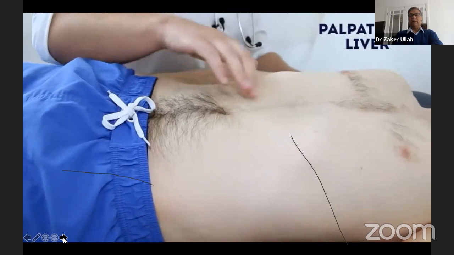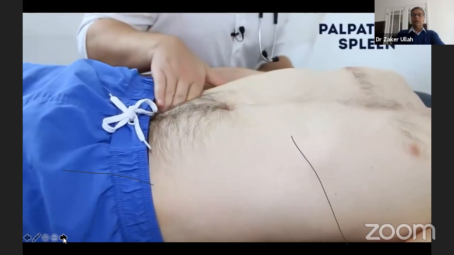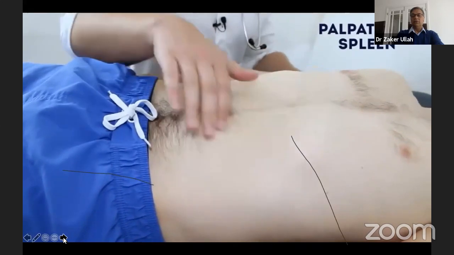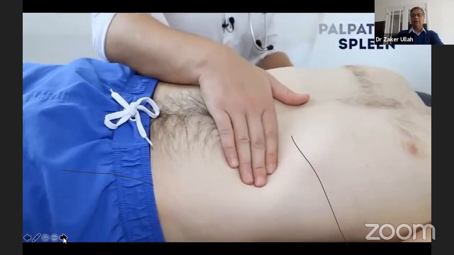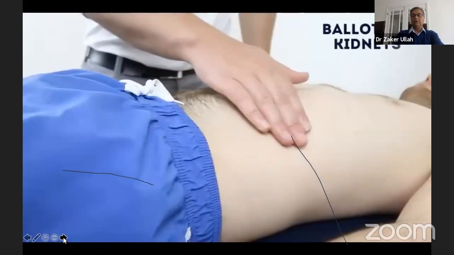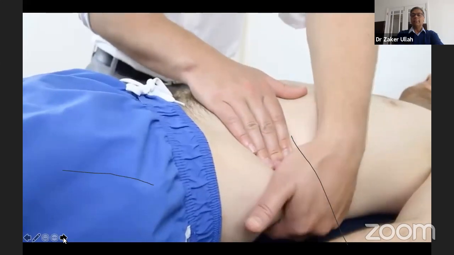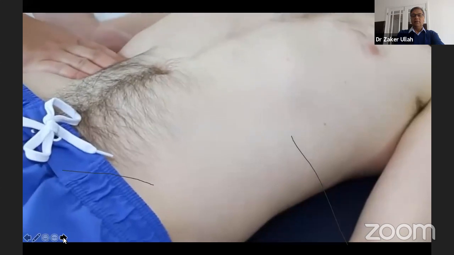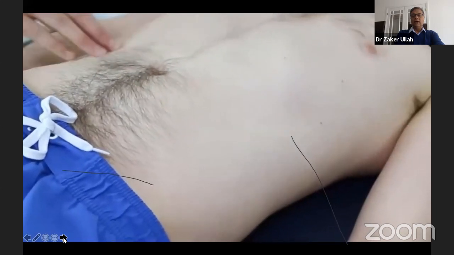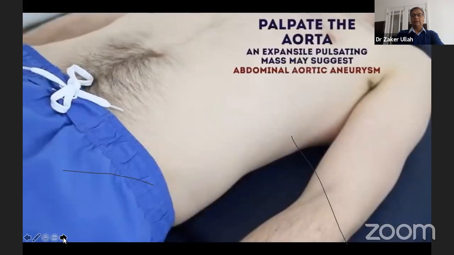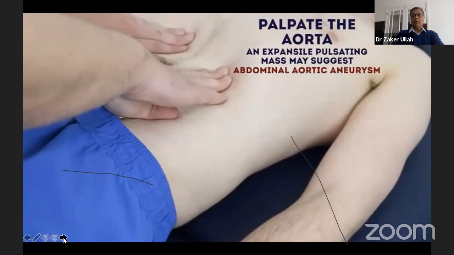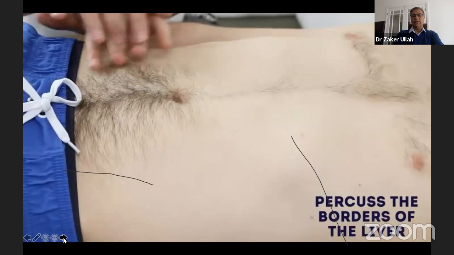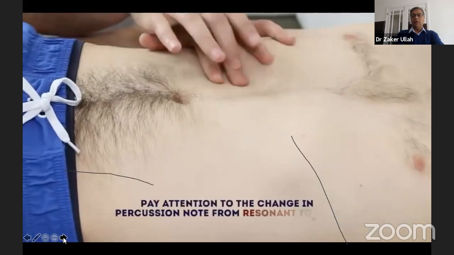Murphy's sign, when we examine Murphy's sign, there's another way. This is a liver examination. This is the splenic examination, which we call the insinuation test. That's very important, especially for somebody with a splenomegaly. Then this is ballottement of the kidneys from right and left side. And then the groin area you have to examine as well. This is the aortic aneurysm pulsation. We don't normally examine in Bangladesh, but I think that's a good way of knowing how to do it.